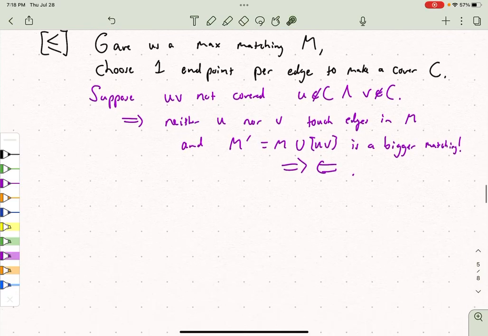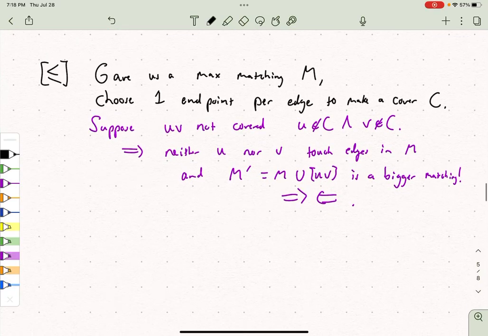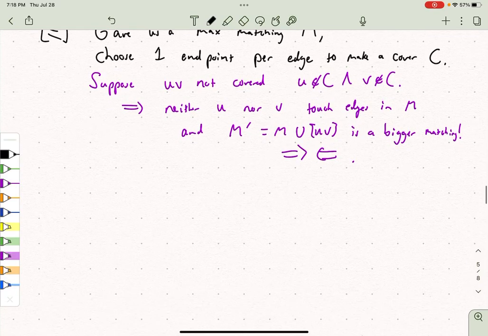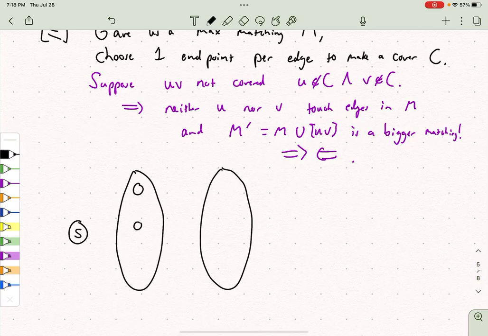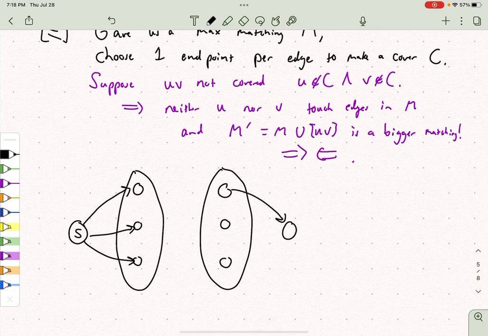Now, to formally prove this, we're going to appeal to the reduction. So we're going to peek inside the black box and remember that the way the max matching algorithm works is it creates this network where we add a new source, we add this sink T, and then we have directions. We just take all the original edges and direct them left to right.